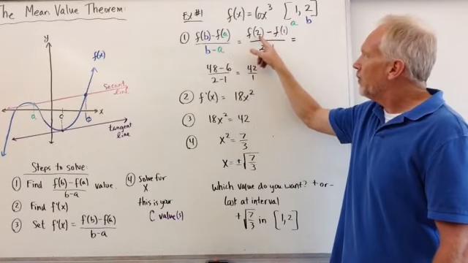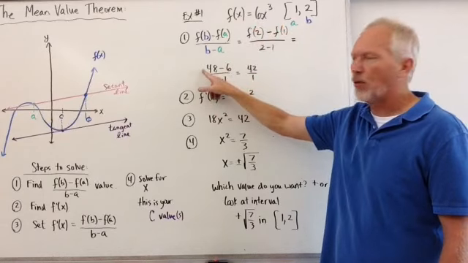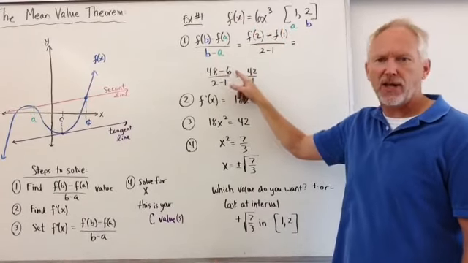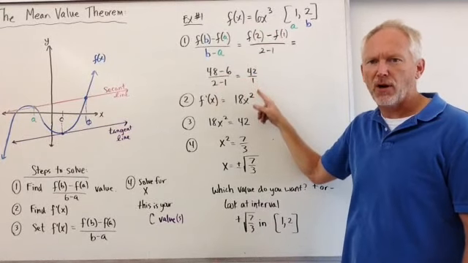Then, if you plug in 2, well, 2 cubed is 8. 8 times 6 is 48. And you're going to subtract 1. Well, that's just 6. And then 2 minus 1. So we end up getting 42 as our value.